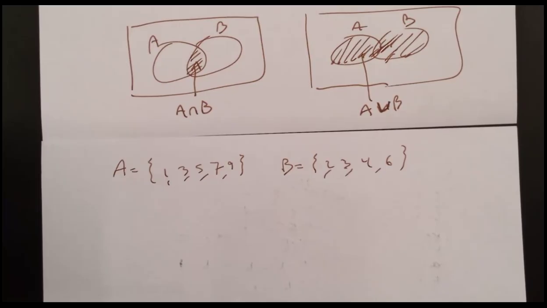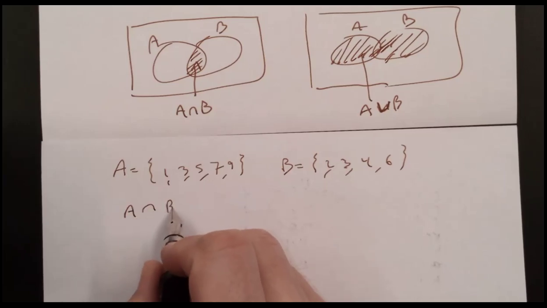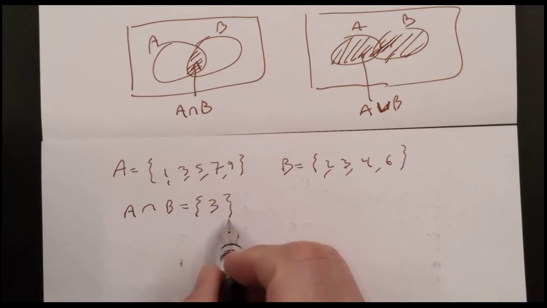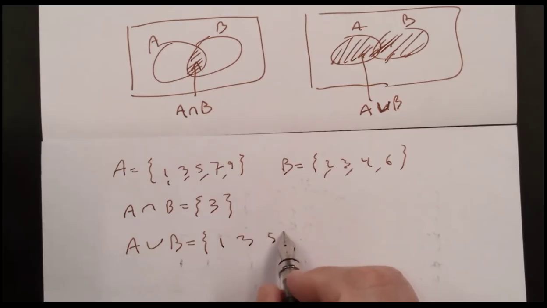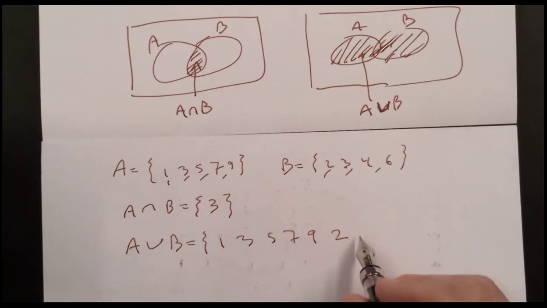Evan? Yeah, as far as I can tell, that's the only number that's in both, right? It's just 3. So A intersect B is the singleton set containing 3. The union, on the other hand, contains everything that's in both sets: 1, 3, 5, 7, 9, 2. I already wrote down the 3, 4, and 6.